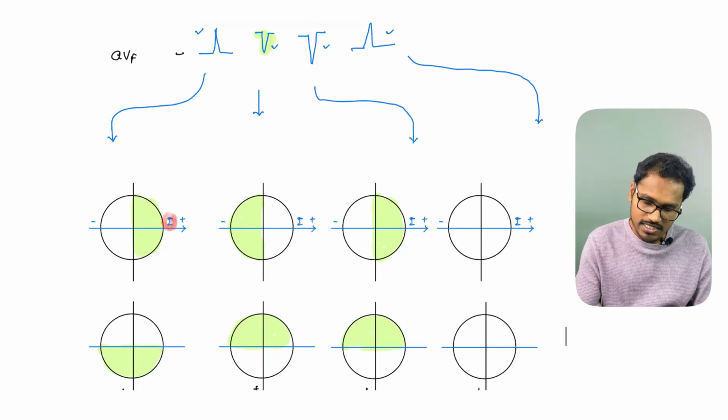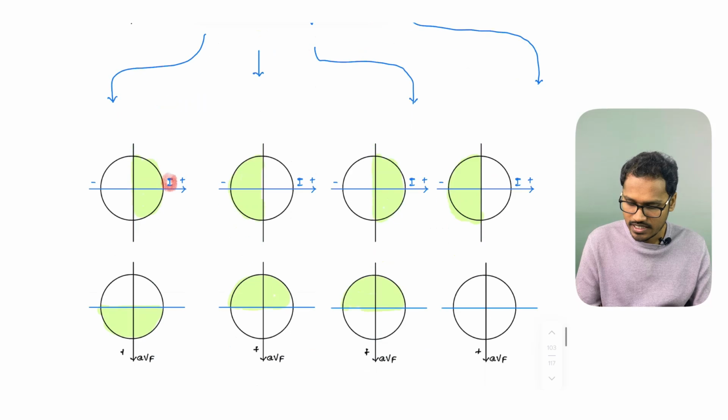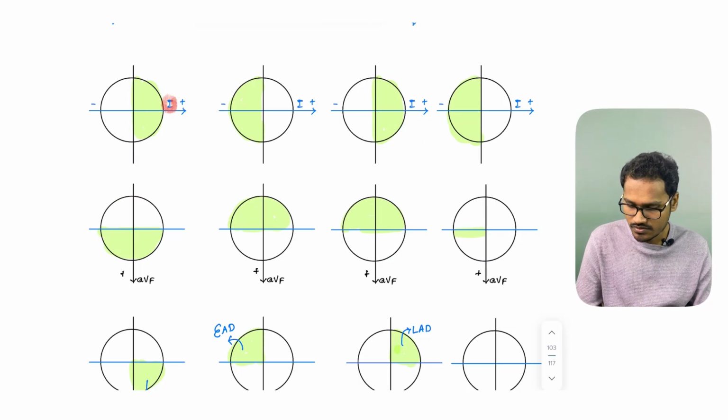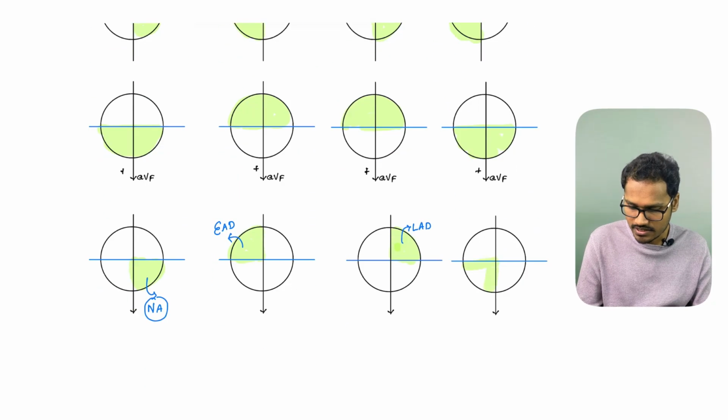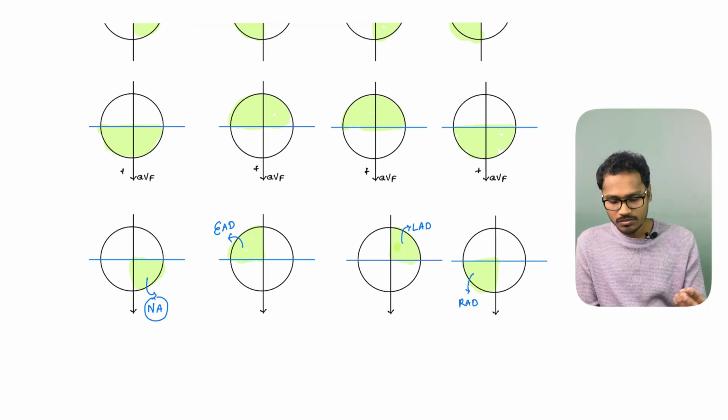Then coming to the last scenario, when lead 1 is negative, so this side, and lead AVF is positive, so this area. If you mark the common area, that is nothing but a right axis deviation. So this is our right axis deviation. So there were four possibilities and four of them are occupying each quadrant.